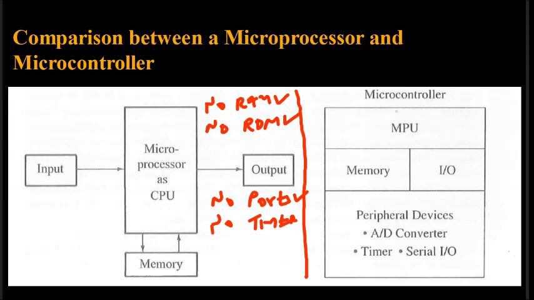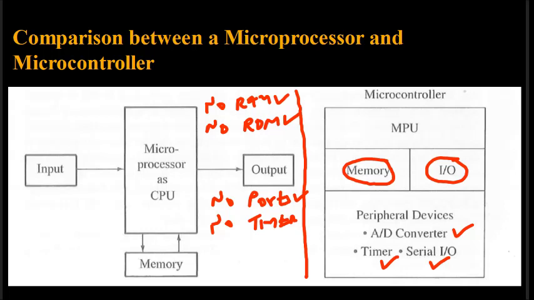Now what we see in a microcontroller is that it has inbuilt RAM and ROM, and it has input output ports. We can connect these ports directly to the input and output devices. It also has an inbuilt A to D converter, a timer, and serial input output. Of course, serial input outputs are also present in the microprocessor, but these other components are not present in the microprocessor. We need to connect them externally.